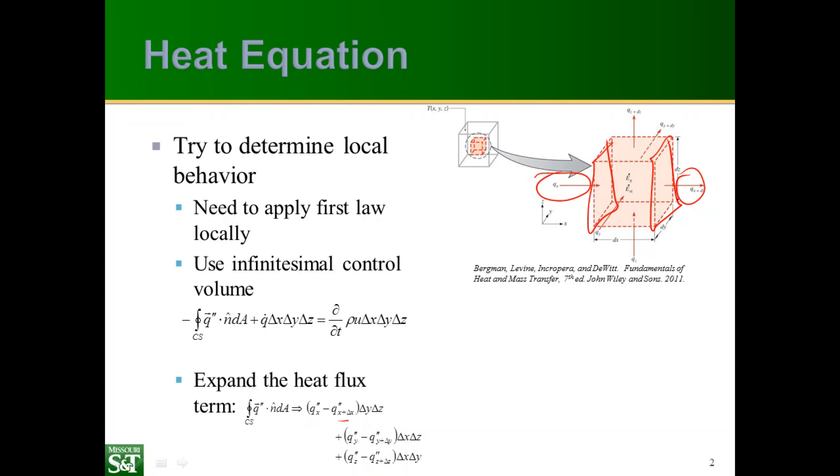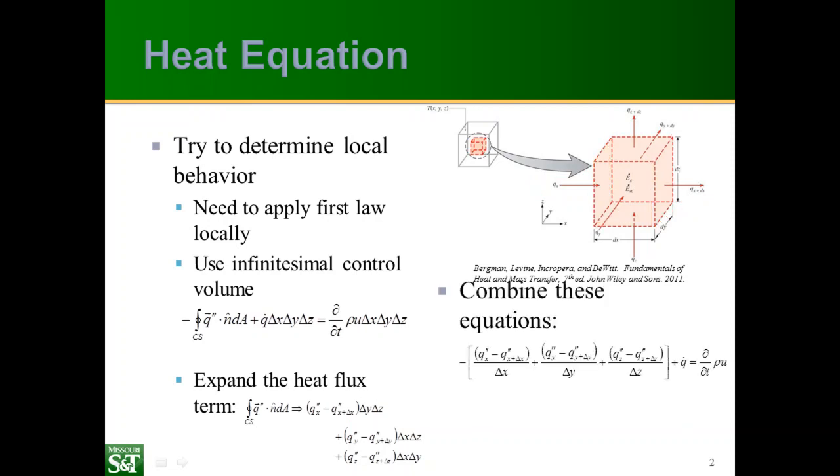And when we do that and substitute in to our equation, we can combine all of this and then divide through by delta x, delta y, delta z to get the q dot and the internal energy term by themselves. So once we've done that, we have a delta q over delta x, a delta q over delta y, a delta q over delta z, so we can convert those into derivatives. And so this becomes sort of a fundamental description of the first law of thermodynamics at a local point.